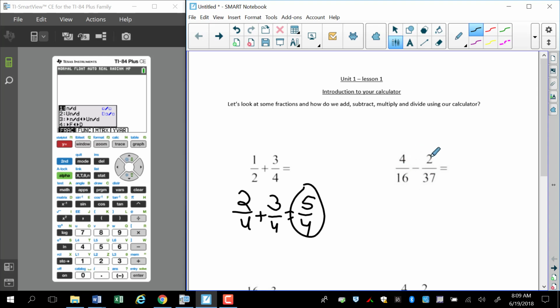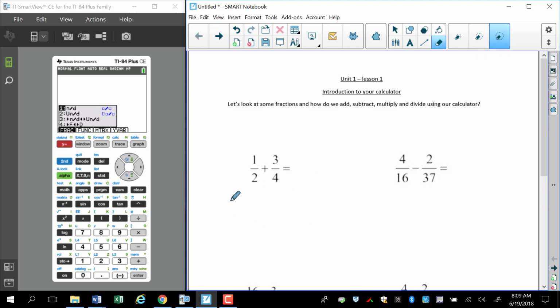A problem like this is a little bit more challenging, finding the least common multiple of 16 and 37. But either way, you could do this by hand. There's no reason you can't. But I'm going to show you how to do this on your calculator and just a couple of the calculator features.